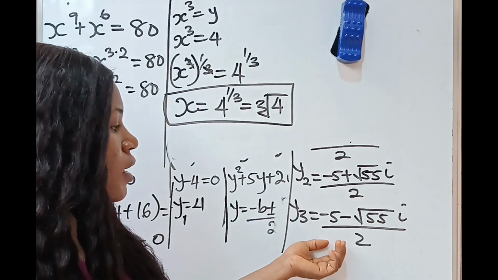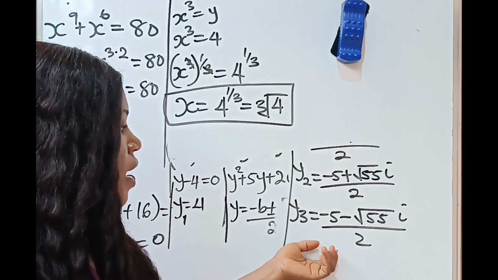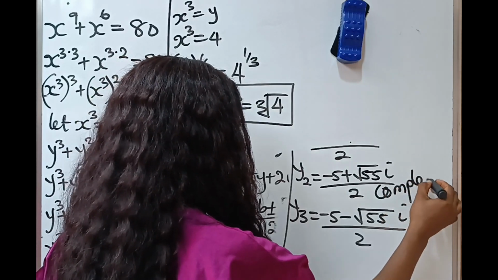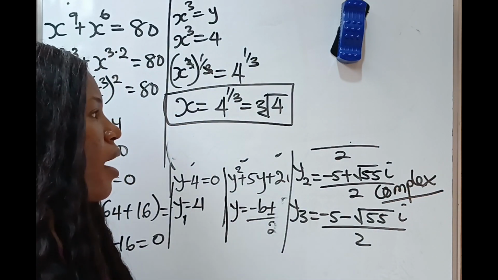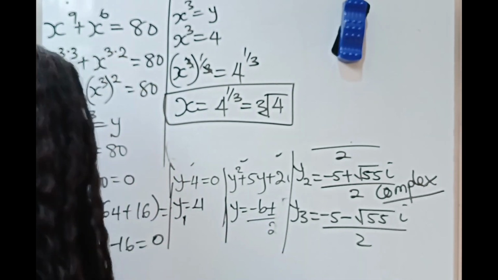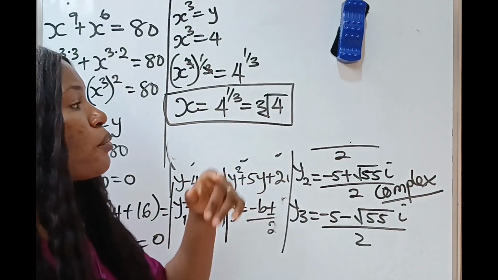Now, when it comes to the second value of our x, we have complex numbers here. So this is not a real value. Therefore, we are going to reject this. The only real value of x that we have is that x is equal to the cube root of 4.